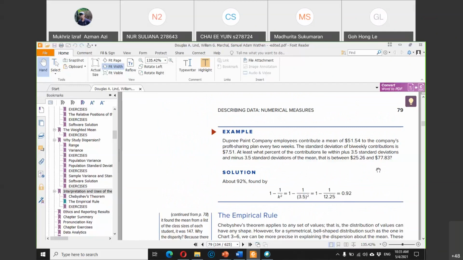If you look at this example here, you are given the mean, 51.54, and the standard deviation, 7.51. At least what percent of the observations lie within 3.5 standard deviations? The Chebyshev theorem only measures the proportion of your data. You can only tell the proportion, but you cannot see for sure what the range is in your data.